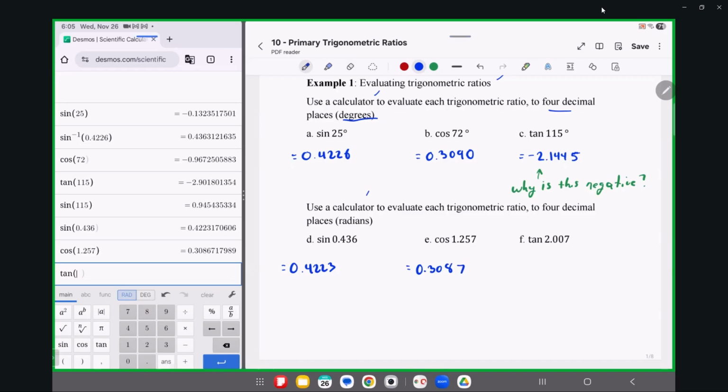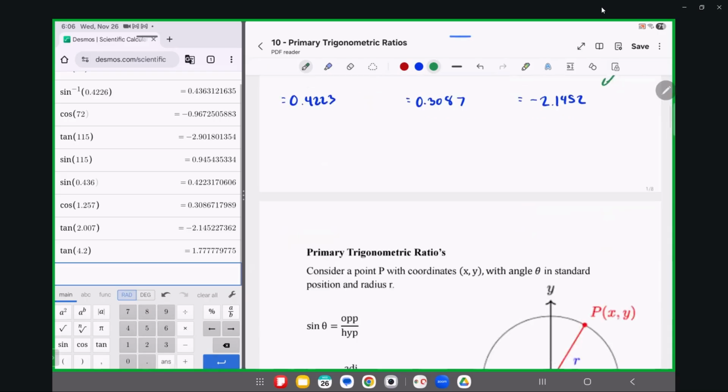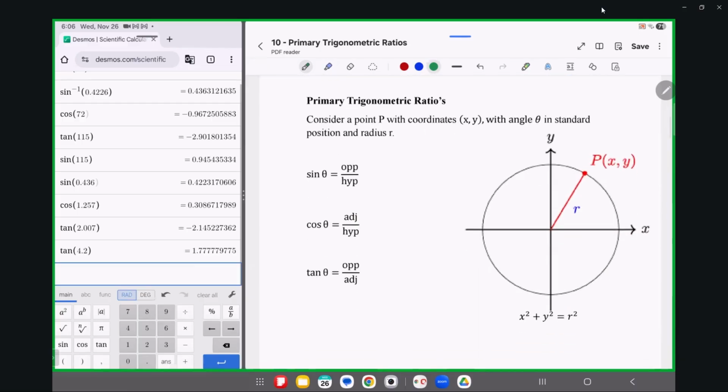And the last one is tan of 2.007. And this is going to be negative 2.1452. It's worth noting that if I type in, say, tan of 4.2, I get a positive number. So here we again get another negative value. And we might be wondering why this number is negative. As it turns out, the reason why C and F are both negative is that they're both negative for the same reason. So we'll figure out why that is the case in a bit. And so here, I want to take us back to the primary trigonometric ratios.